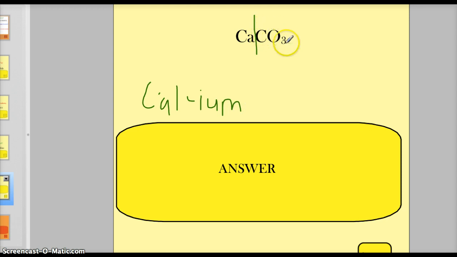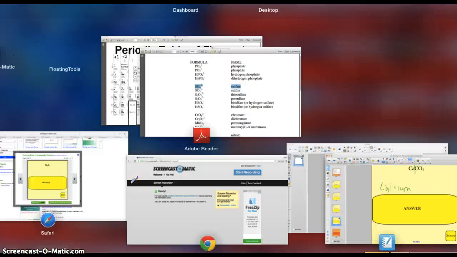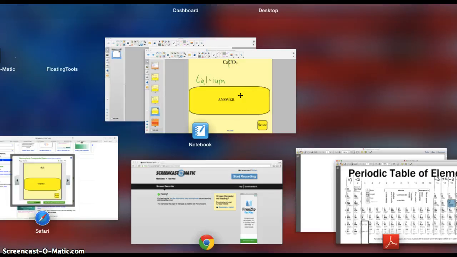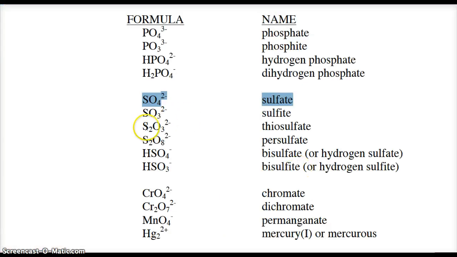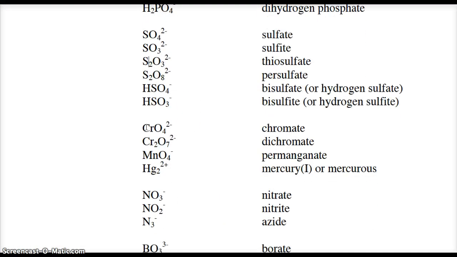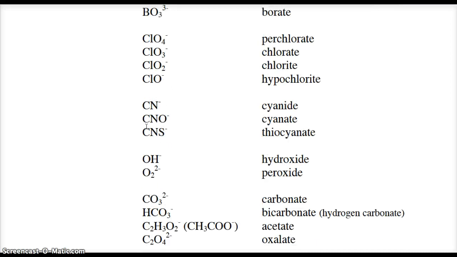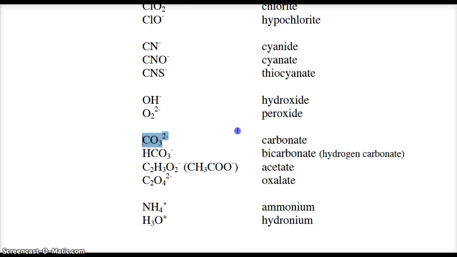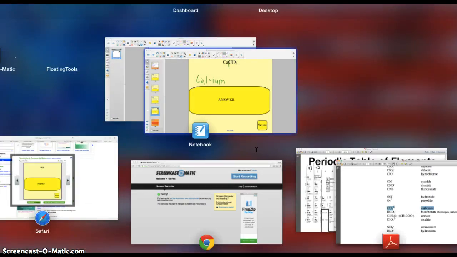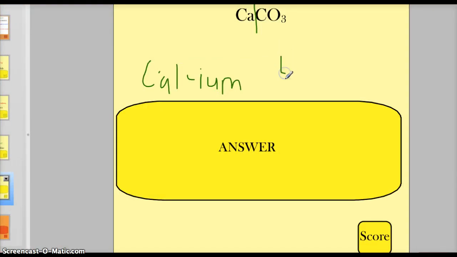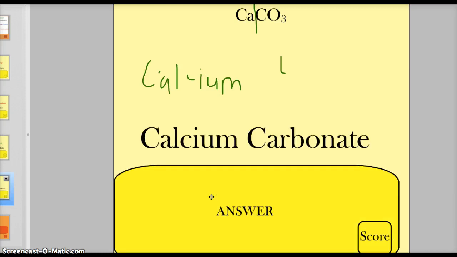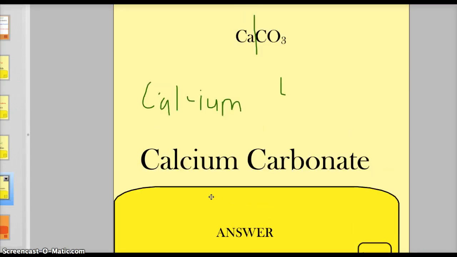And then CO3, that's more than one element. C is carbon, O is oxygen. So let's go to our polyatomic ion list. Oops, wrong one. Ca, CO3, and here it is right here, CO3. And it is called carbonate. So we said it's calcium. Actually, I'm not going to draw it. You get the idea. If I scroll down to the answer, it says calcium carbonate is CaCO3.